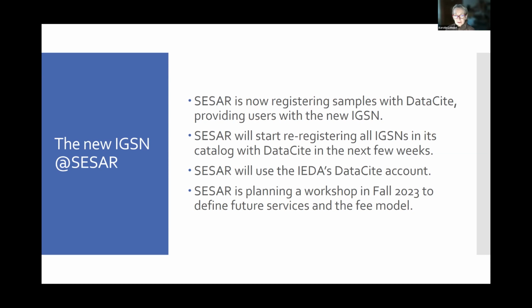But this comes with a new challenge for CSAR, in that IGSNs now cost money at DataCite, and we're going to have to implement some type of fee model. I don't expect that it will impact any of the individual researchers who register their samples, but larger organizations that register tens of thousands or even over 100,000 samples will need to share some of the costs. They won't be dramatic, but we have to come up with a solution here.